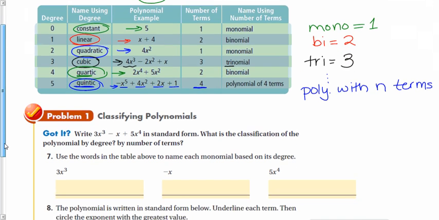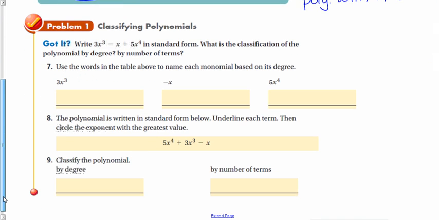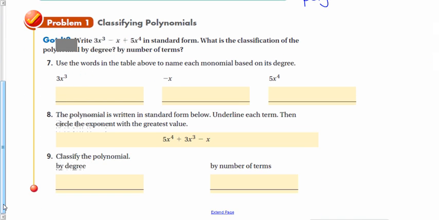Okay, so go ahead and pause the video while you do the rest of the worksheet, classifying the polynomials, and then you can see what you got when you check it.